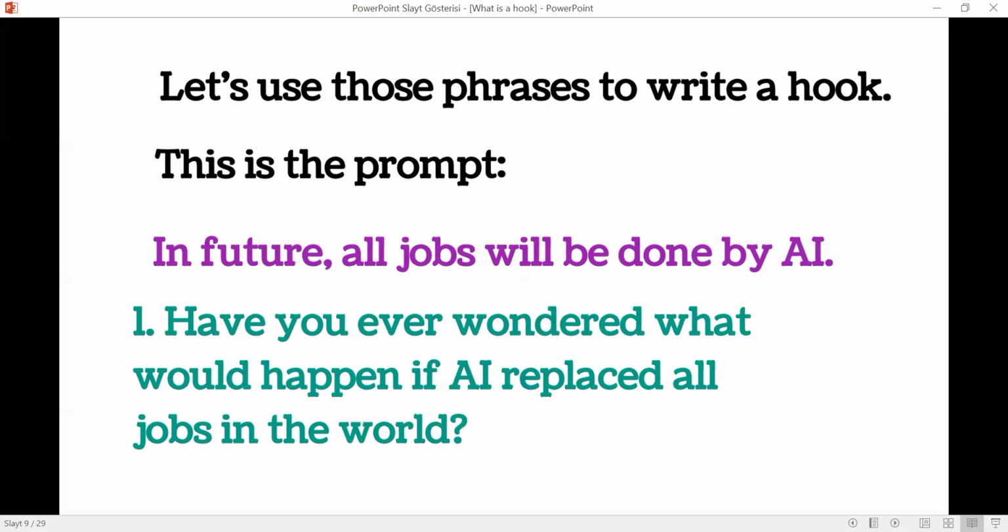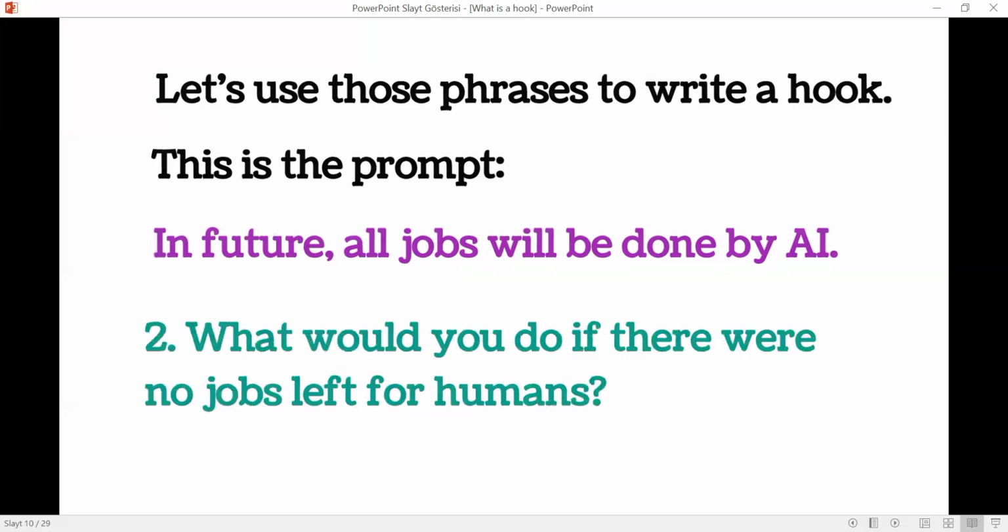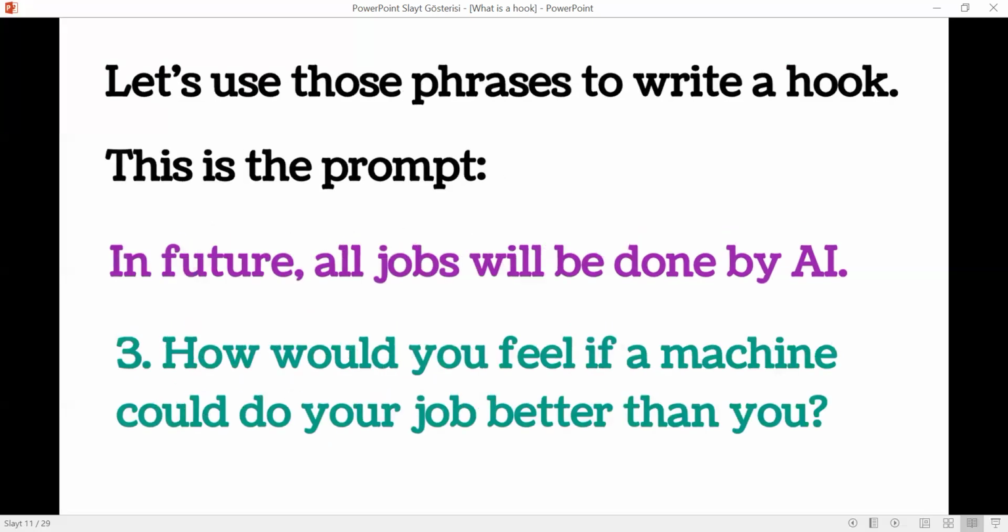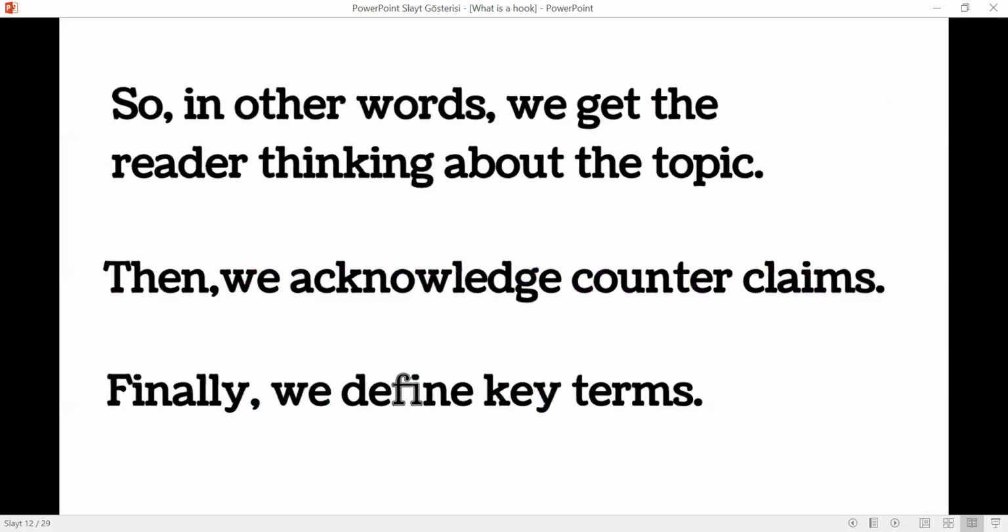This is the prompt. In future, all jobs will be done by robots. My first example will be something like this. Have you ever wondered what would happen if AI replaced every job in the world? Here is my second example. What would you do if there were no jobs left for humans? And my last hook using rhetorical question, how would you feel if a machine could do your job better than you? So, in other words, we get the reader thinking about the topic.